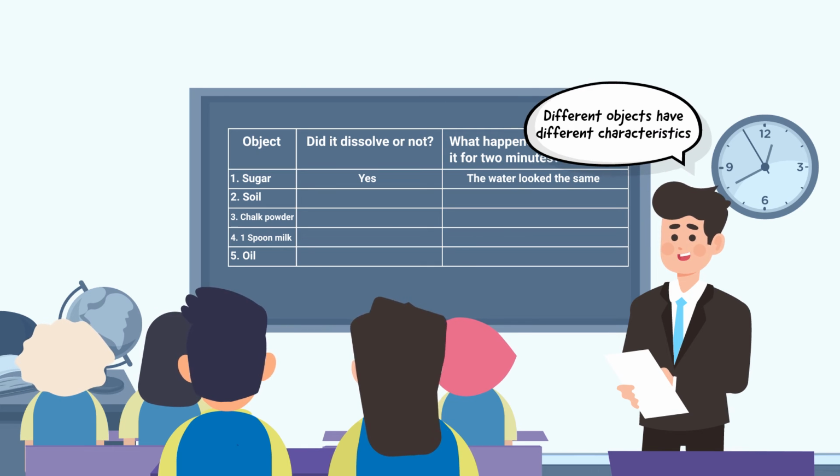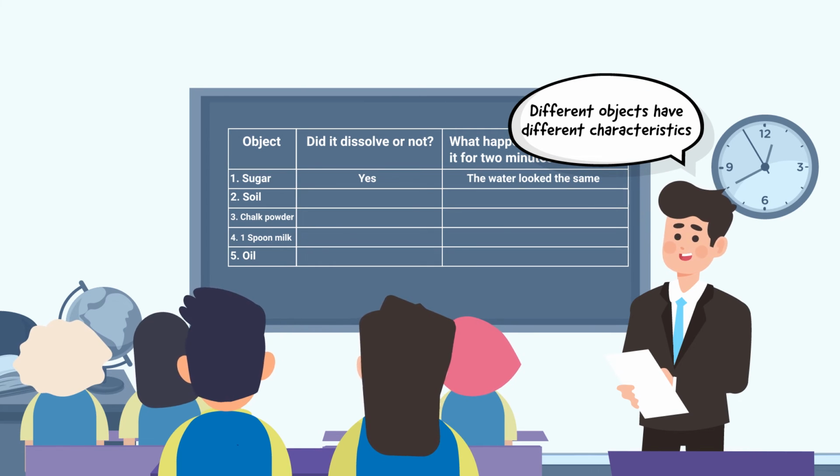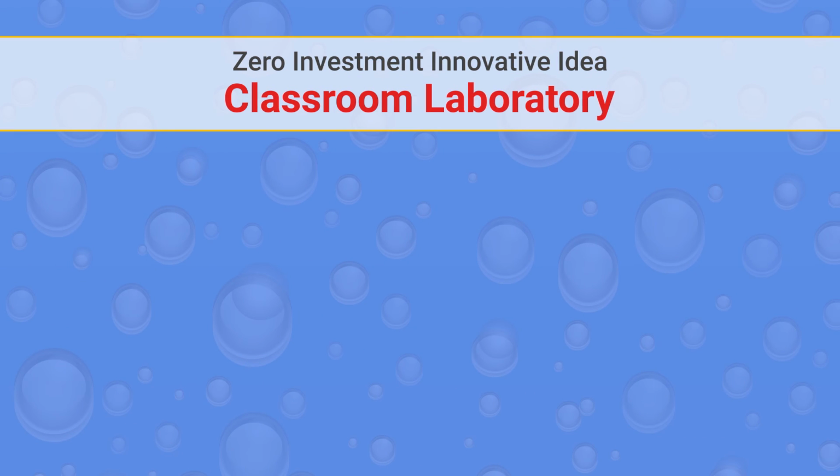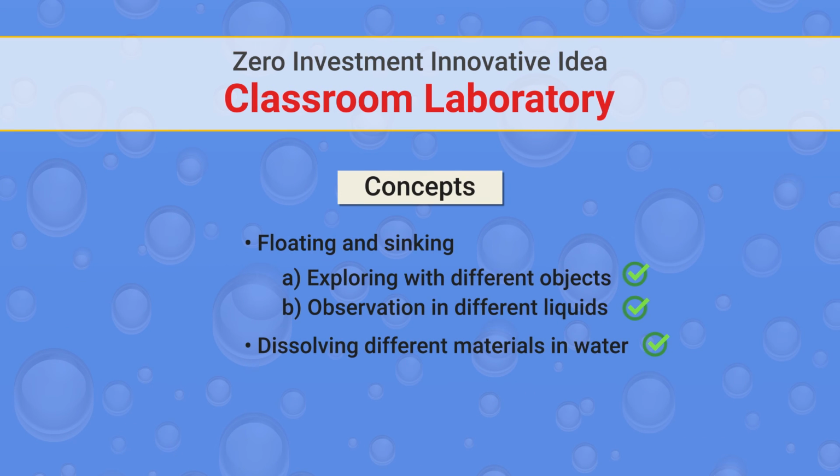Conclude by stating that different objects have different characteristics. This is why different objects react differently when mixed with water. With this, we are done with the explanation of the concepts mentioned in the beginning of this session.